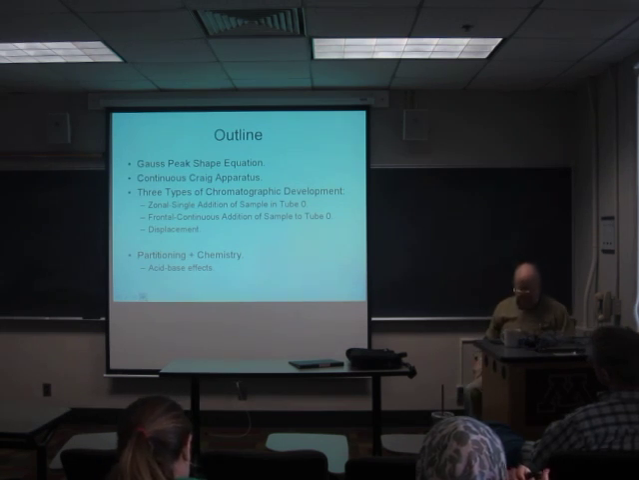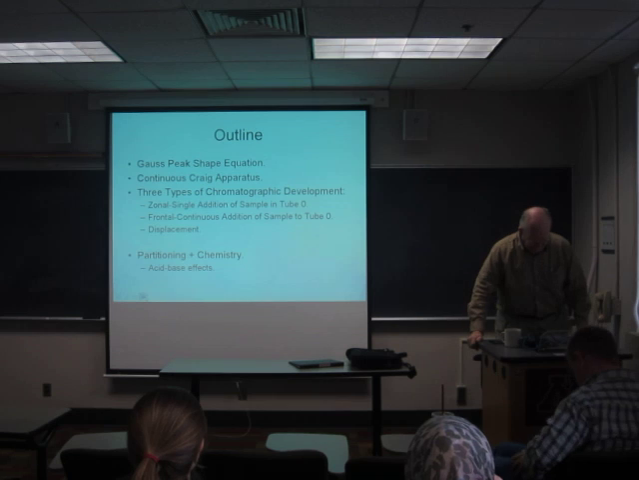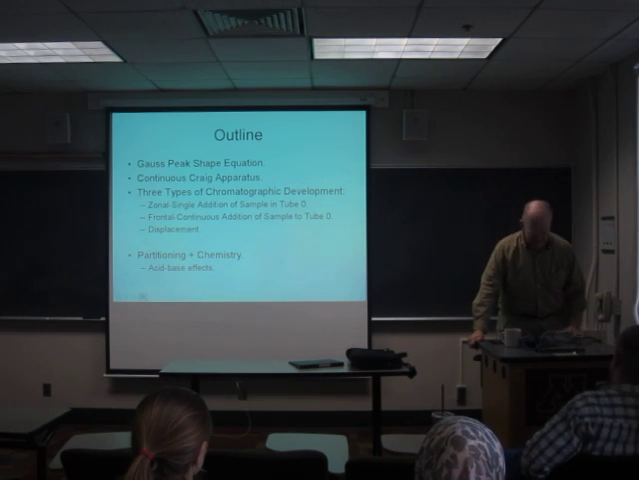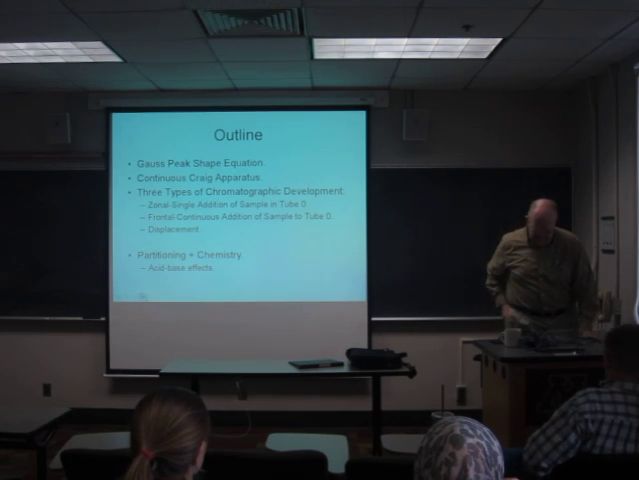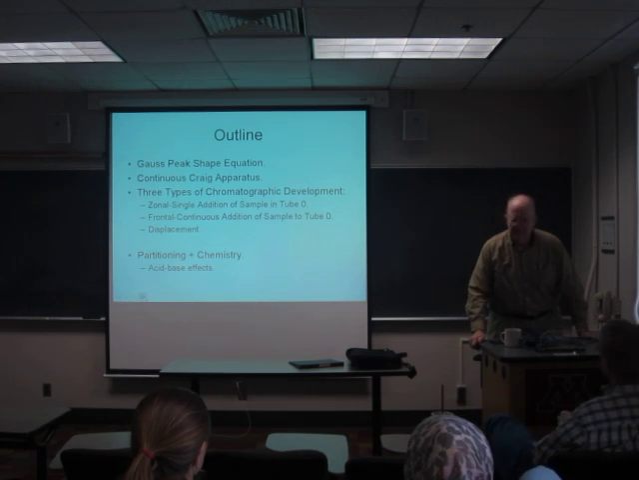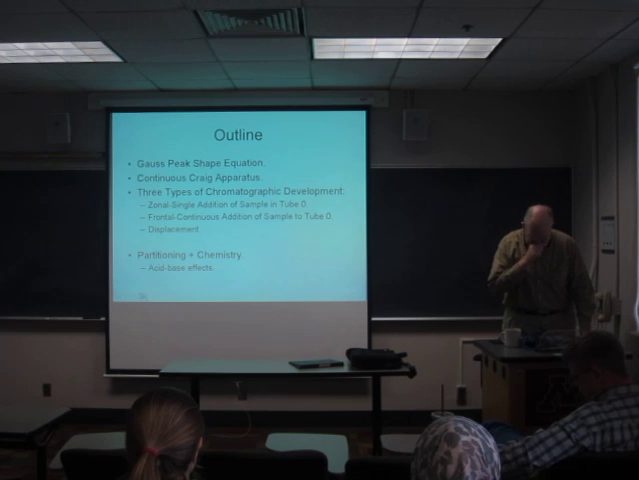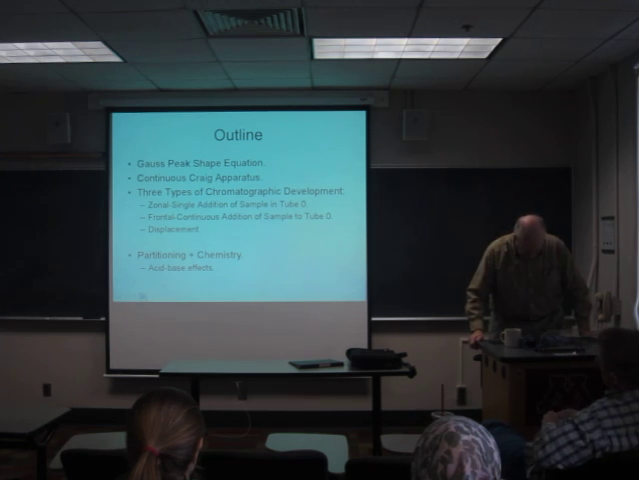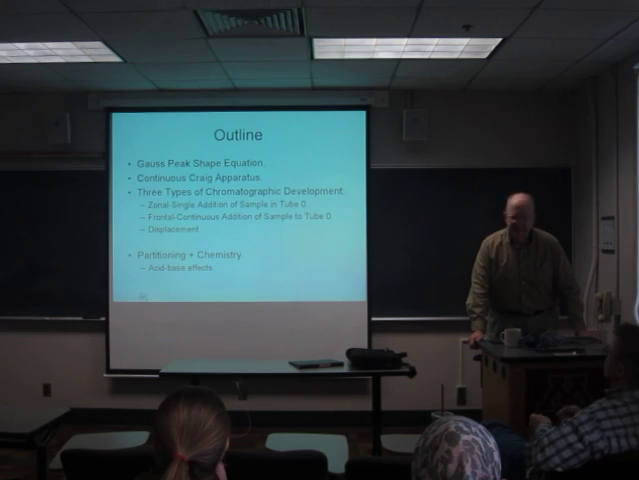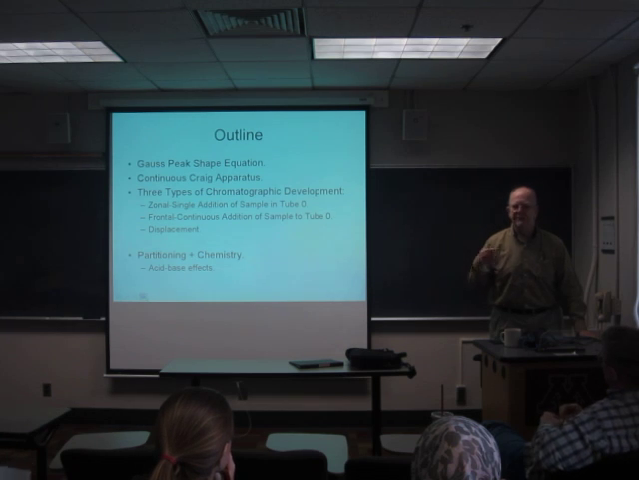Okay, today we're going to go deeper and we're going to get into where the Gaussian peak shape equation comes from. We're going to get into a second way of using the Craig apparatus, and that's for what we call a continuous Craig apparatus, which is a little bit closer to chromatography than the discontinuous Craig apparatus. Then we're going to talk about three different ways that we develop a chromatogram. The process of getting a chromatogram is called development.